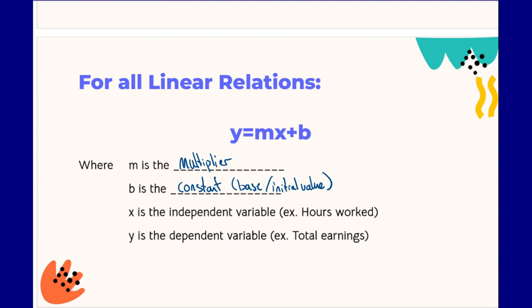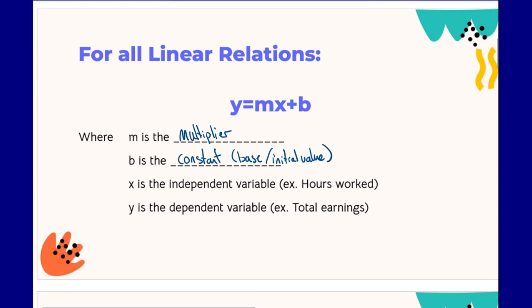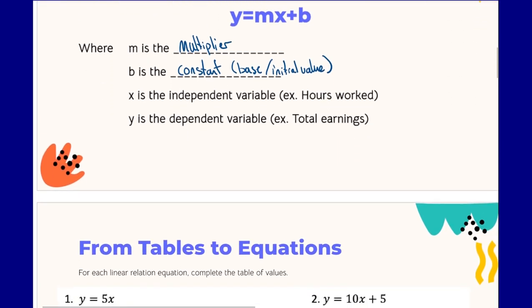Independent would be something that isn't affected by anything, so it might be something like hours worked, and the dependent would be something that relies on the x value, which would be the total earnings, right? Your hours worked doesn't depend on how much you earn. How much you earn depends on how many hours you have worked. You can think of it that way. But right now we're going to look mostly just in terms of x and y.